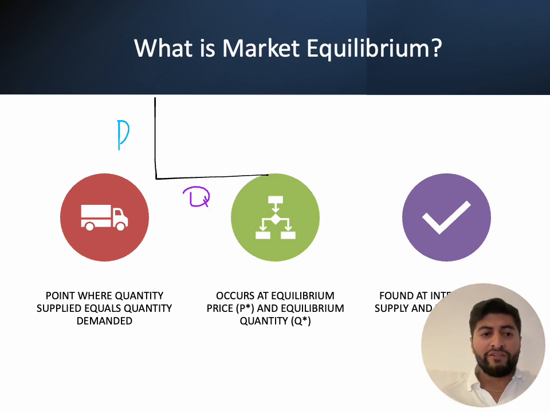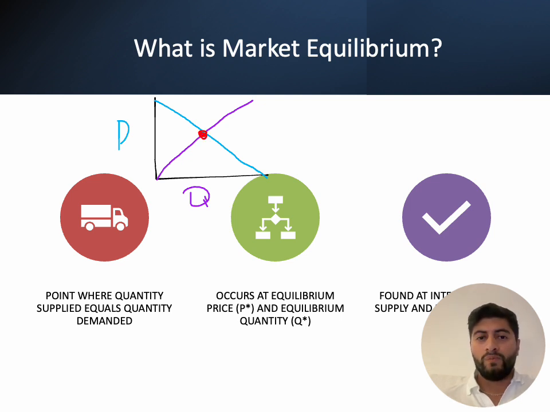On the graph, we can find the equilibrium at the intersection of these two curves, which gives us our equilibrium price. This is the recommended price that people should be selling their products at and that the consumer is comfortable spending.